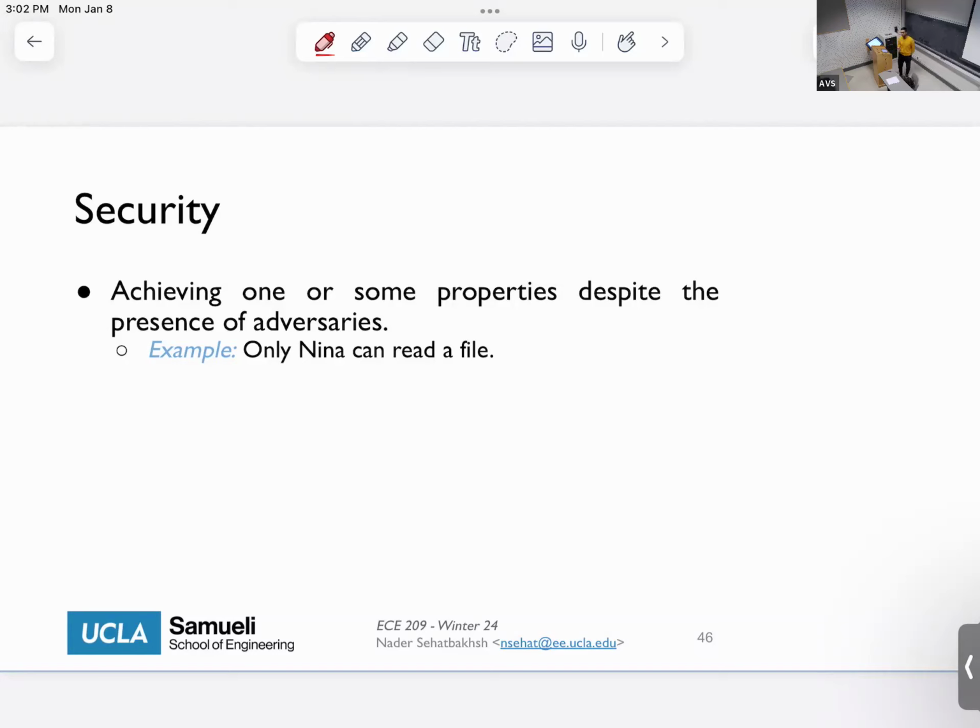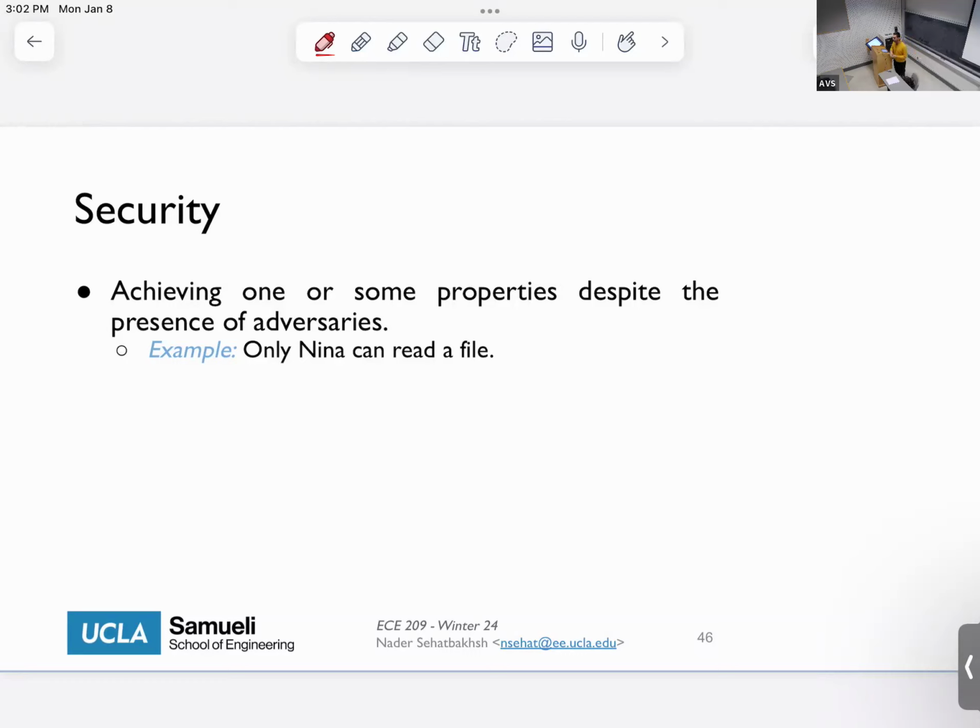Okay. So for example, I want to read a file. I'm the legitimate user. I want to open a particular file in my computer, let's say. And by the way, when we're saying security, we're talking about cyber security. We're not talking about physical security. But some of these are analogous in physical security as well, but I'm mainly talking about cyber security.